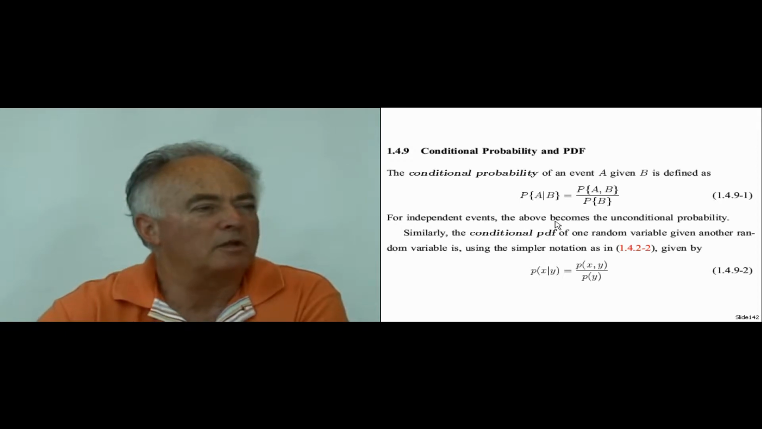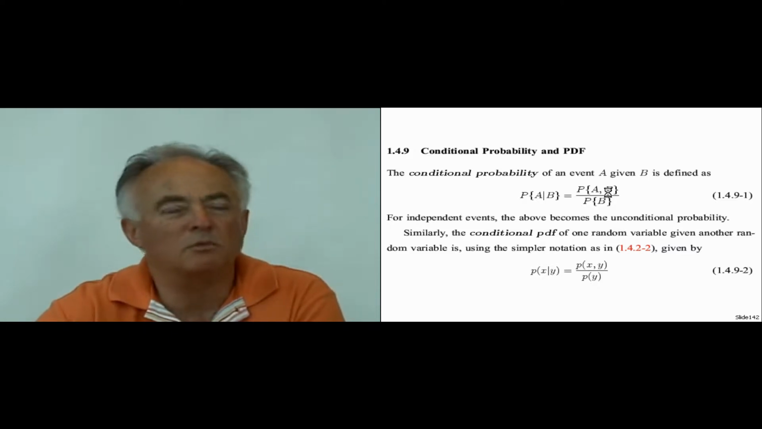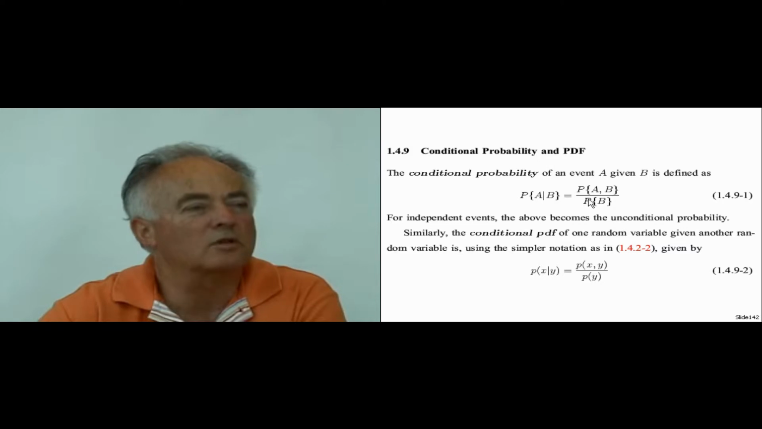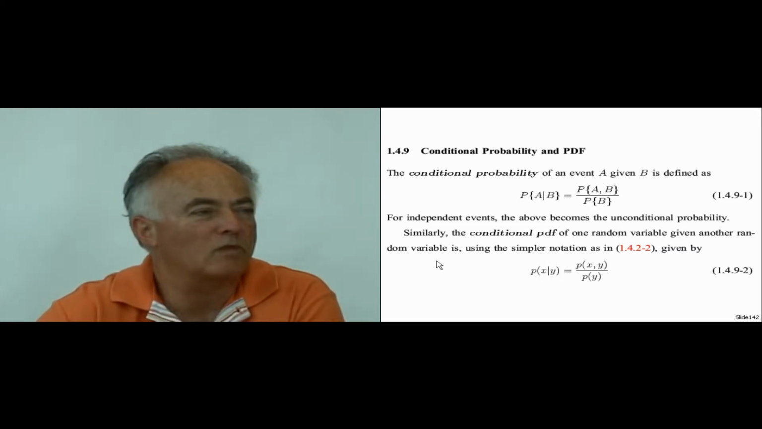For independent events, clearly the above becomes the unconditional probability, because then P(A and B) is the product of P(A) and P(B), and therefore P(B) cancels, and by the way, P(B) has to be non-zero for this to make sense, and you end up with P(A). Independent events, if you try to condition one on another, obviously it should make no difference.